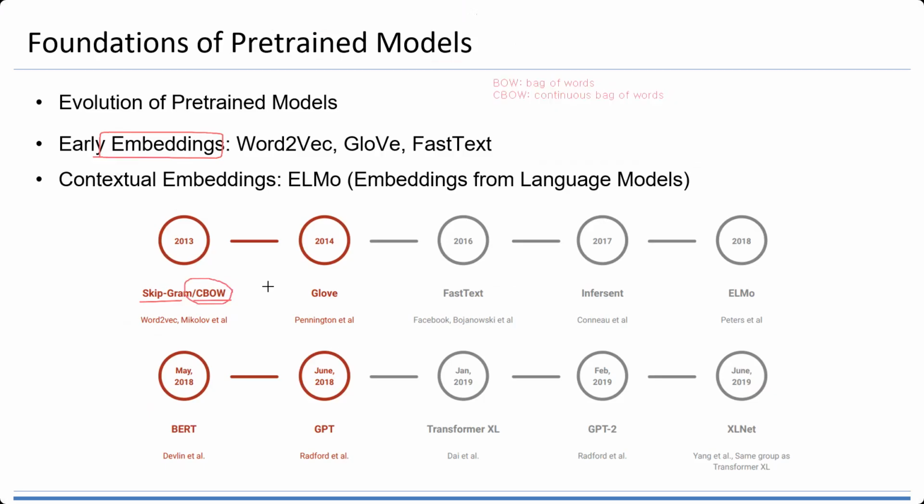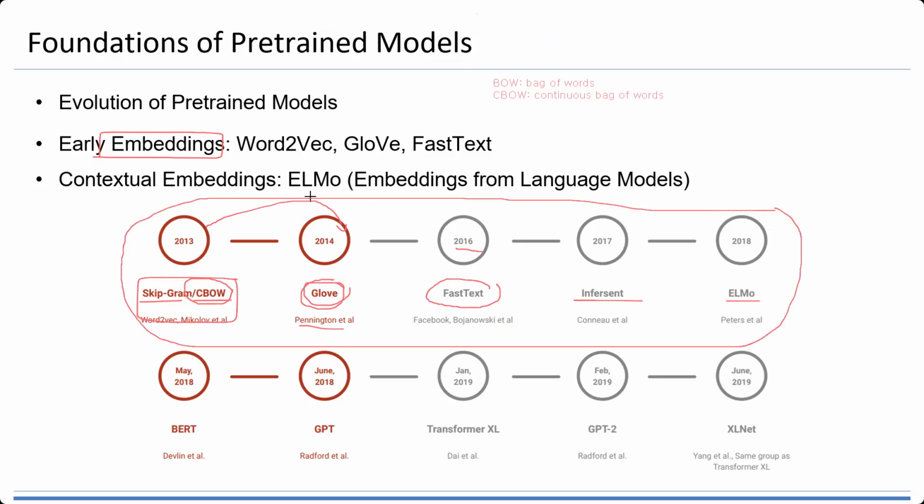After the development of these embeddings, in 2014 Hinton's group developed GloVe. And then after GloVe, in 2016 there was the development of FastText, and then InferSent, and then ELMo. Those are still only embeddings. But after those embeddings, there is a new era where BERT appears, followed by GPT, and then another kind of pre-trained model.